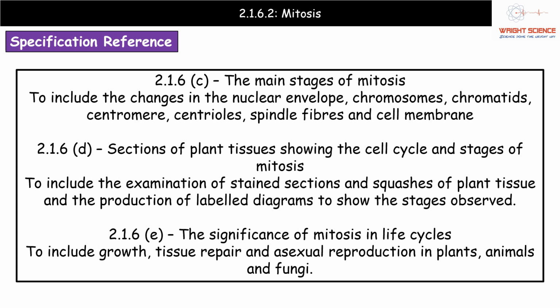This is part of our Module 2 Part 6 series on cell division, cell diversity and cell differentiation. And in this video we're going to be having a look at specification references 2.1.6c, the main stages of mitosis, 2.1.6d, sections of plant tissue showing the cell cycle and stages of mitosis, and 2.1.6e, the significance of mitosis in life cycles.